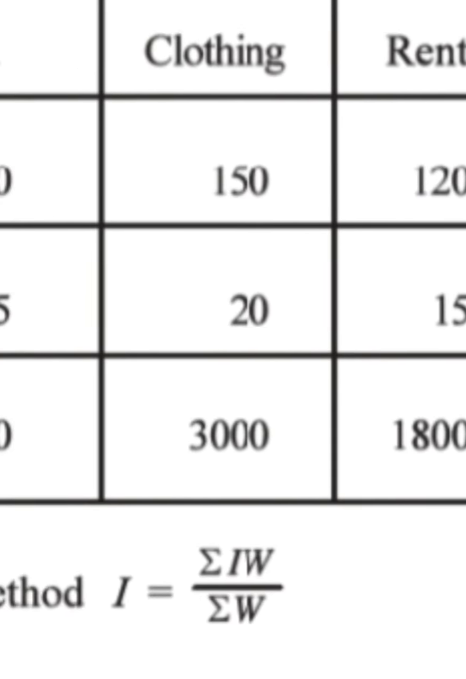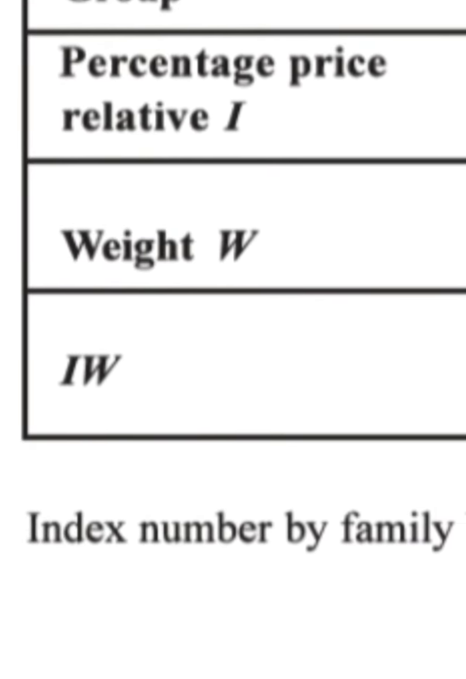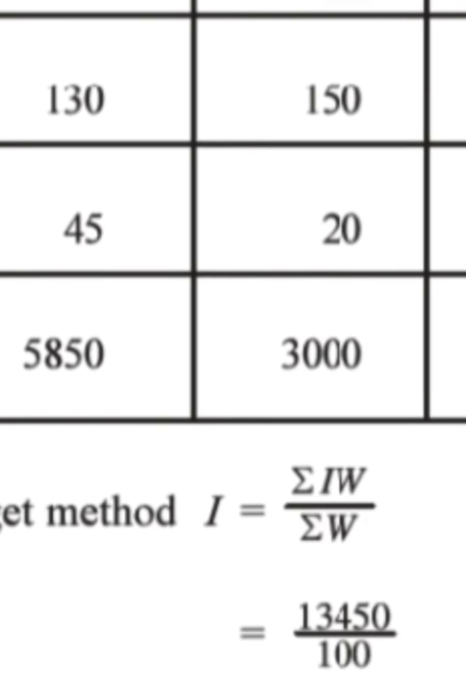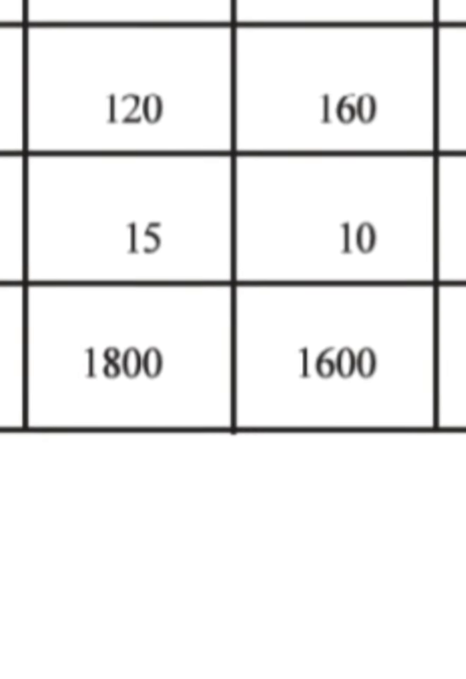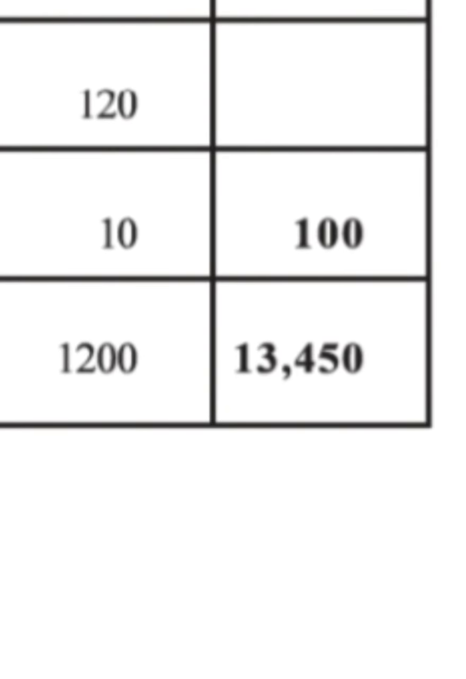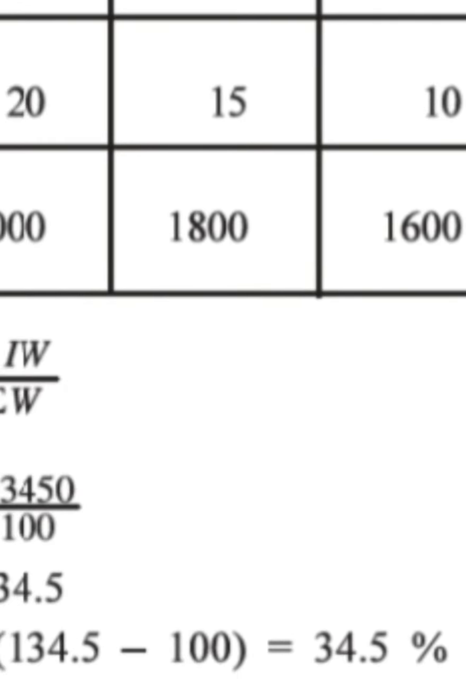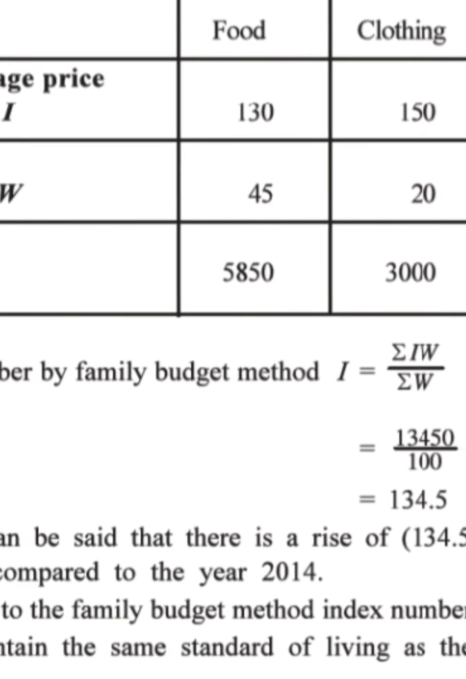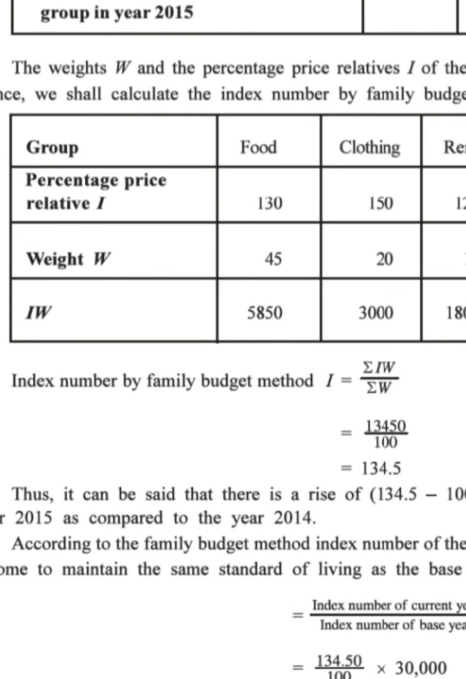Then you are going to find sigma IW, that is the total of IW. So you add 5850, 3000, 1800, 1600, 1200. You get the total, that is sigma IW, 13,450.